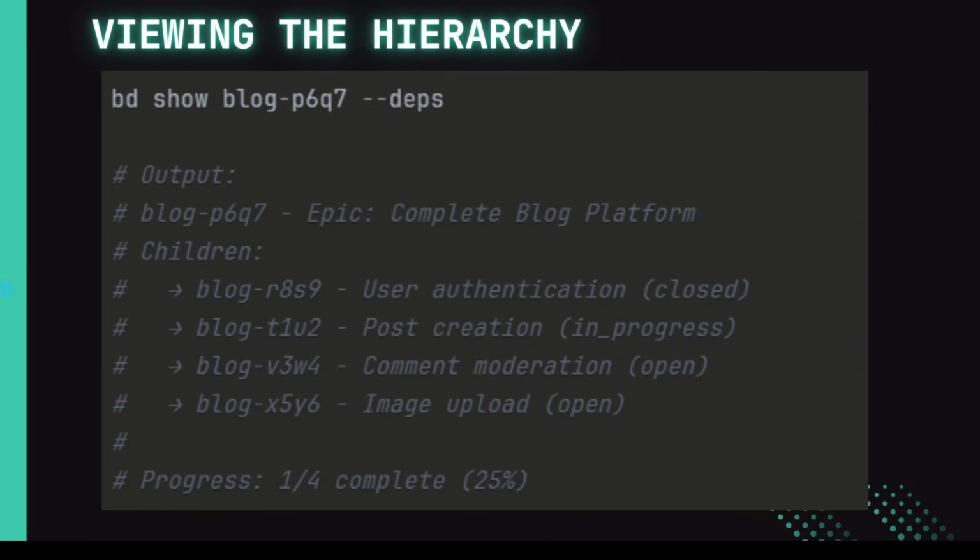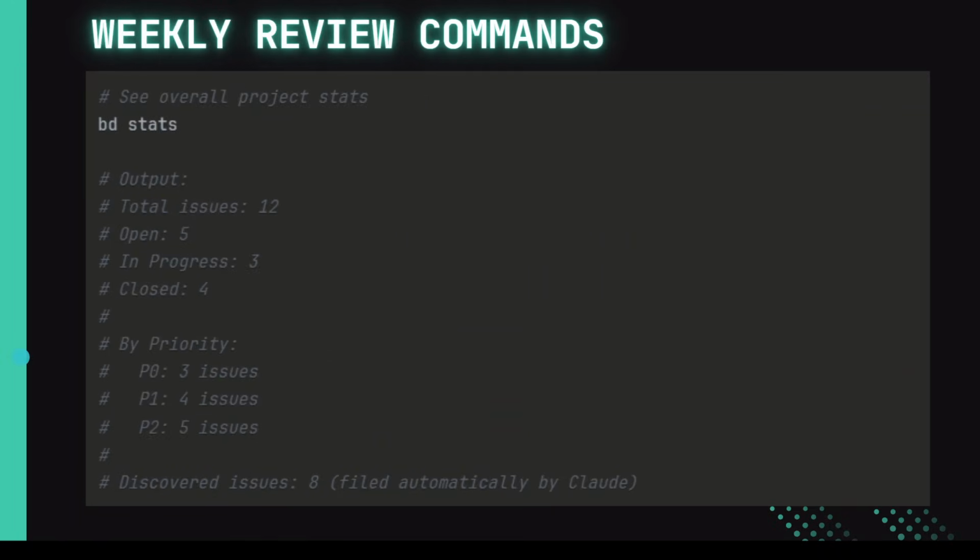And then if you want to view the hierarchy, you just use a show command. With that, you can see the entire feature hierarchy at a glance: what's done, what's in progress, and overall completion percentage. And then these are some of the commands where you can get a bird's-eye view of your project status, like how many issues are open, in progress, or done, plus how many Claude discovered automatically.